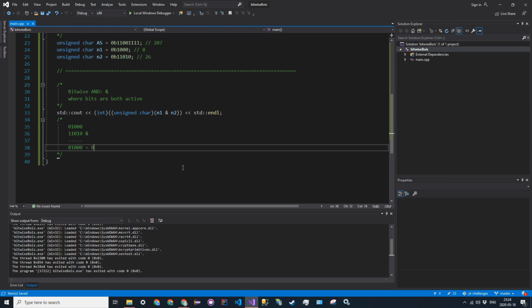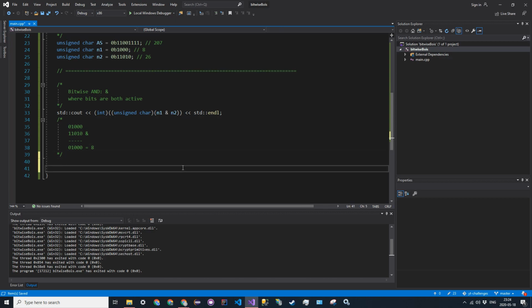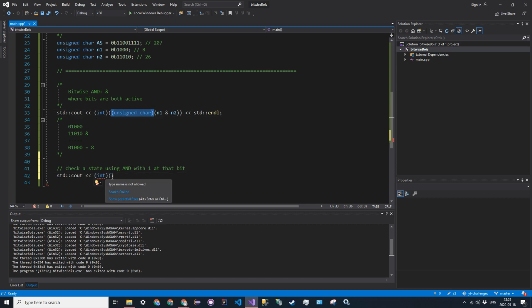All right, so some applications of the AND operator. You can check a state using AND with 1 at that bit. What do I mean by that? I'm going to say std::cout, and we're going to convert it to an integer again. You don't have to convert it to an unsigned char every time, because here we're not shifting much, so it's not going to go out of 8 bits.